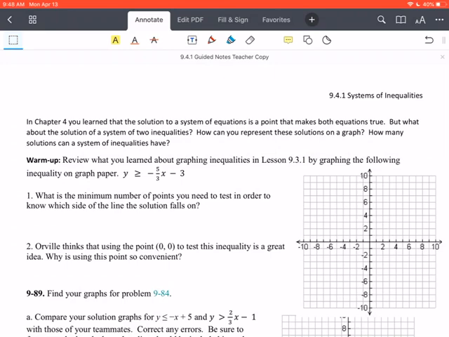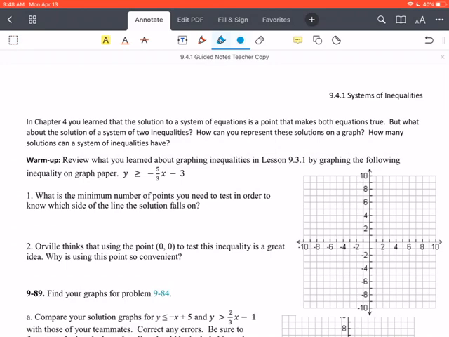And here we go. It says in Chapter 4, you learned that the solution to a system of equations is a point that makes both equations true. But what about the solution to a system of two inequalities? How can you represent these solutions on a graph? How many solutions can a system of inequalities have?